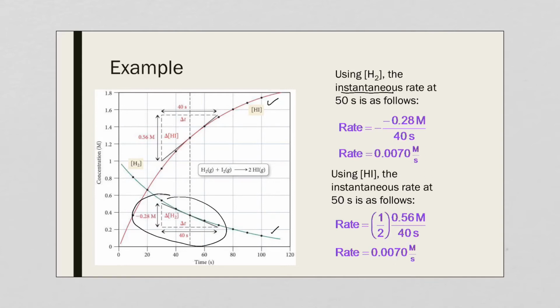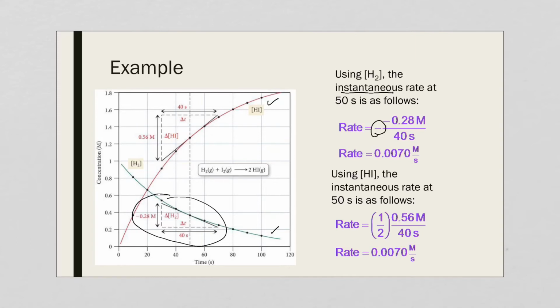Notice our units, molarity per second. So it's changing by 0.007 molarity per second, or that is the rate of change. Notice the negative sign here because we're looking at a reactant. And so those negative signs will cancel out.